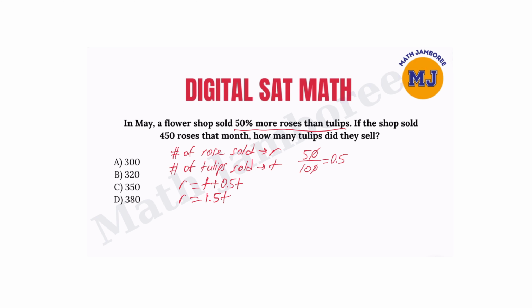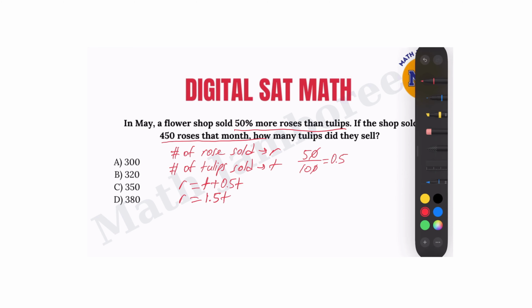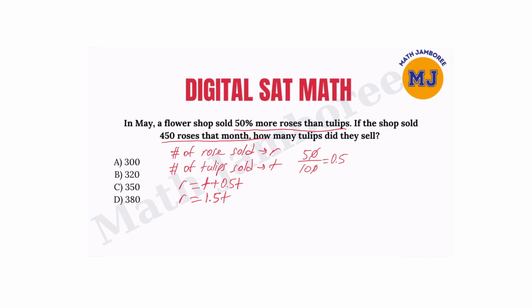And the R, which is the number of roses sold, is already given to us as 450. I would like to continue in a different color for the rest of the solution. 450 is equal to 1.5 T. To get the T by itself, we will divide both sides by 1.5.